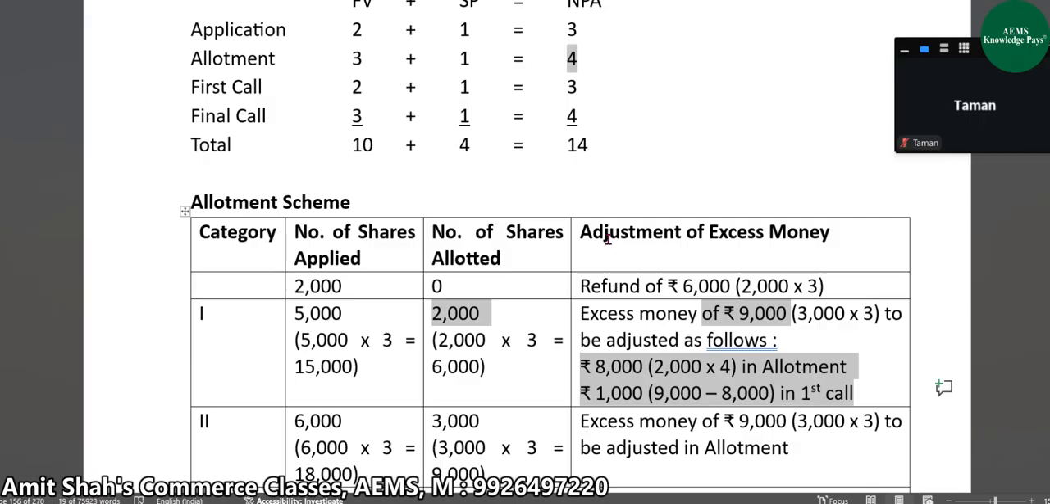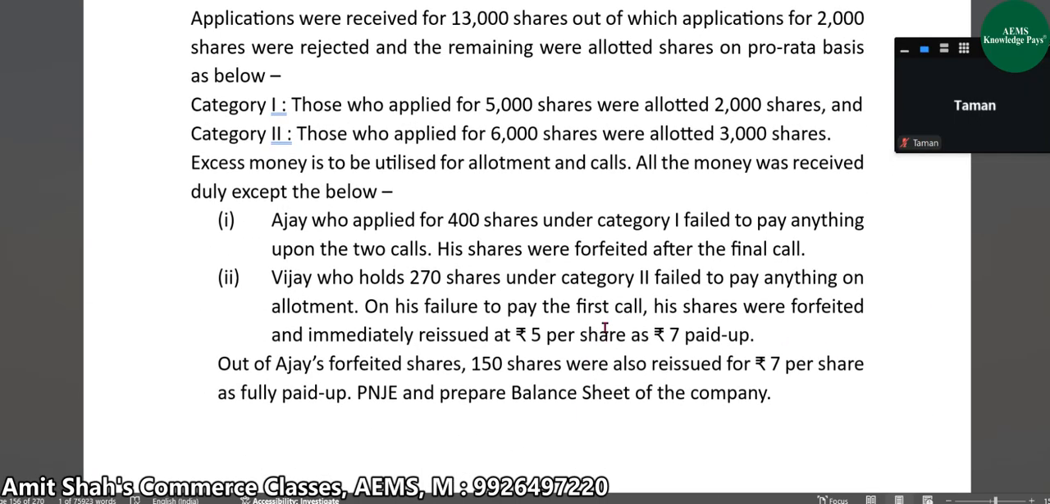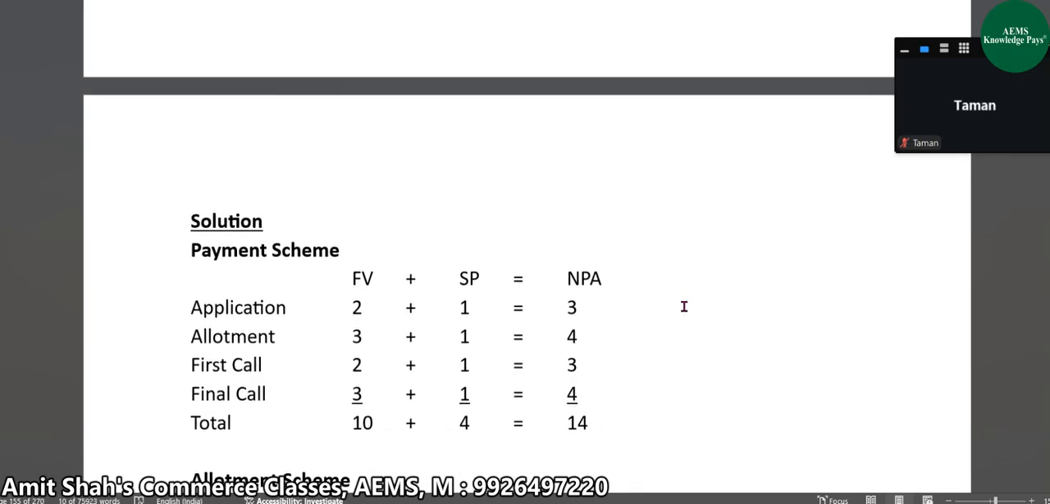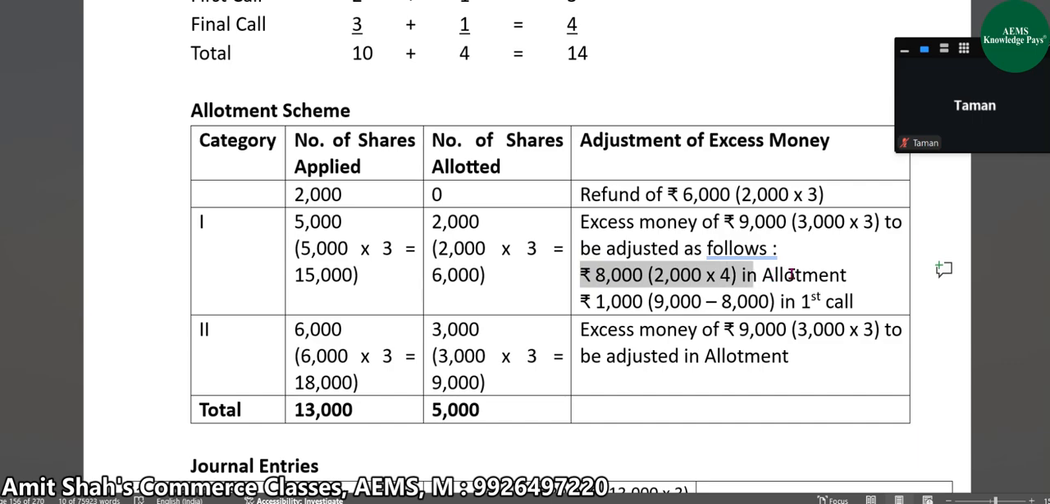Because question does not say that excess money can be used up to allotment only. No, question does not say anything like that. Excess money is to be utilized for allotment and calls. It is mentioned here. Means you can take excess money from application not only to allotment but also to calls. And that is what we have done here. 8,000 we are using in allotment and 1,000 we are using in first call.